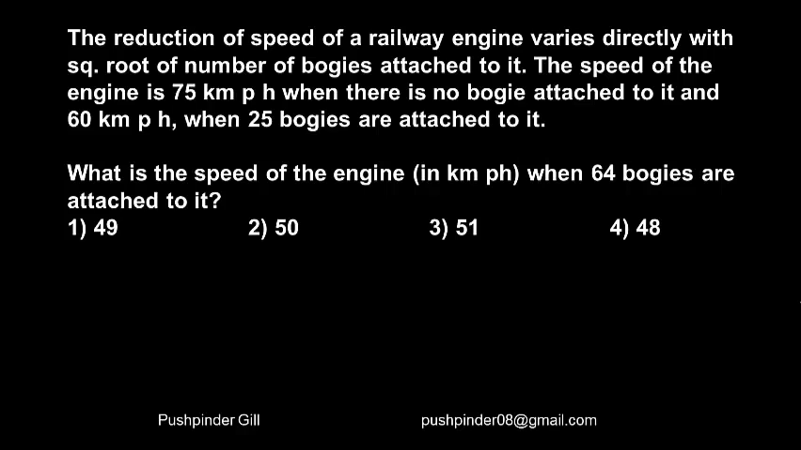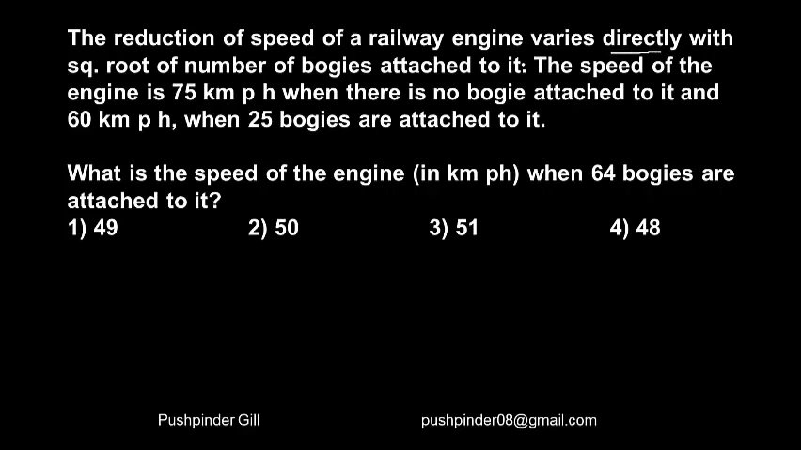Okay, reduction of speed of a railway engine varies directly with the square root of the number of bogies attached to it. The speed of the engine is 75 kilometers per hour when there is no bogie attached to it, and 60 kilometers per hour when there are 25 bogies attached to it, right? Now let's see this question. Now this question says the reduction of speed of a railway engine varies directly with the square root of the number of bogies attached to it.